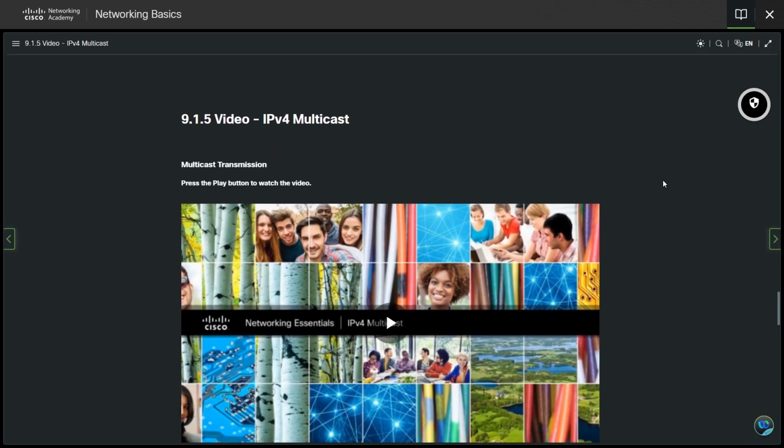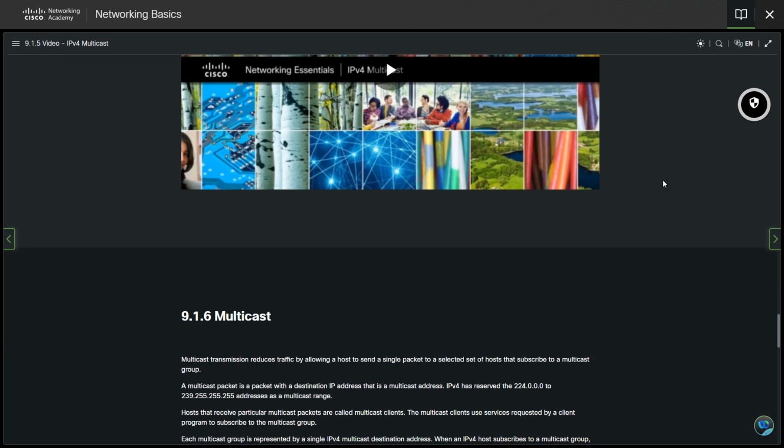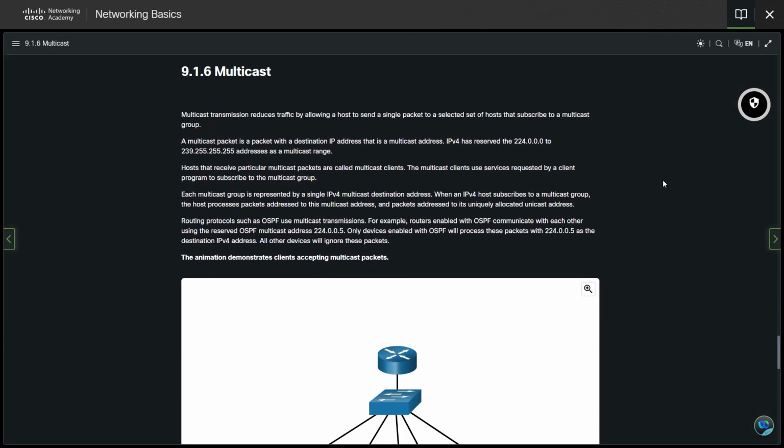And the next point is IPv4 multicast. Multicast transmission reduces traffic by allowing a host to send a single packet to a selected set of hosts that subscribe to a multicast group. A multicast packet is a packet with a destination IP address that is a multicast address. IPv4 has reserved this address to this address as a multicast range.